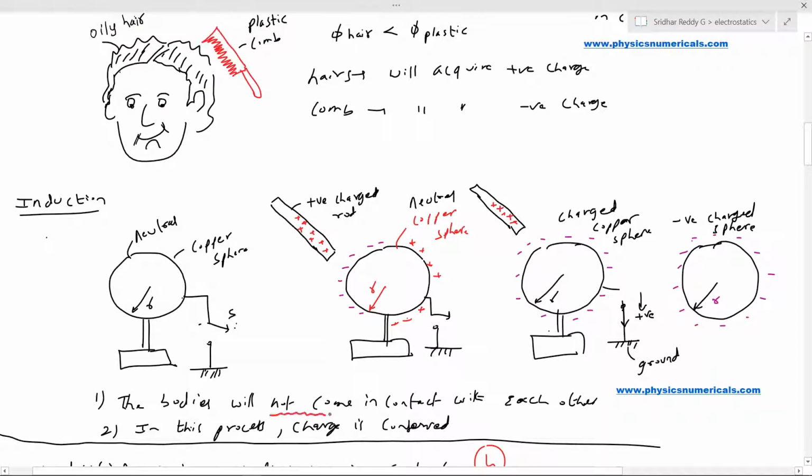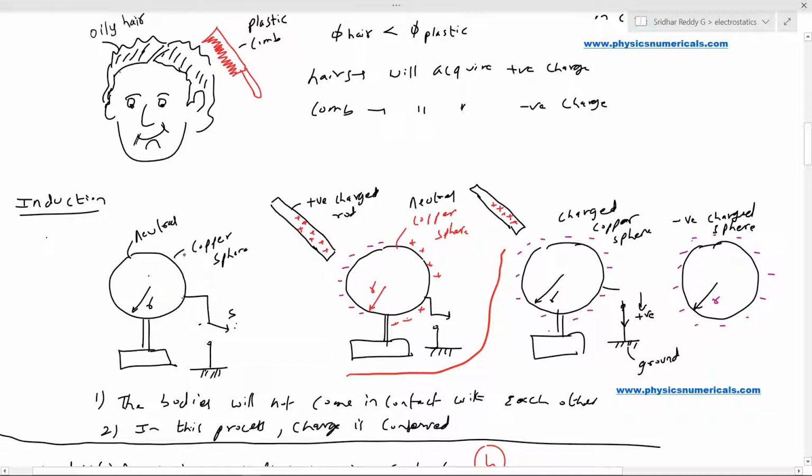Okay, fine. So the two bodies will not come in contact with each other. Then in this process, is charge conserved? Next question: an electrostatic process will obey the law of conservation of charge. So this particular copper sphere, did it lose charge? No. So what is electrostatic induction? Till here is electrostatic induction.